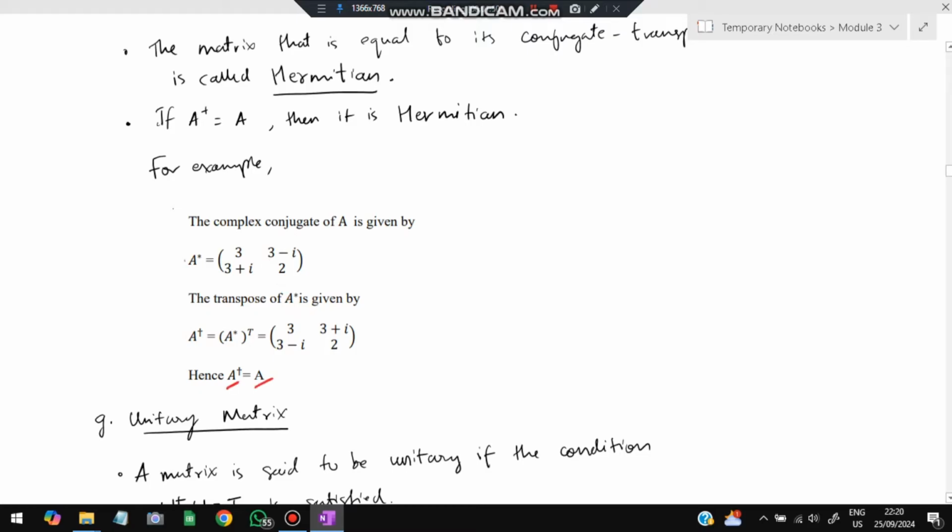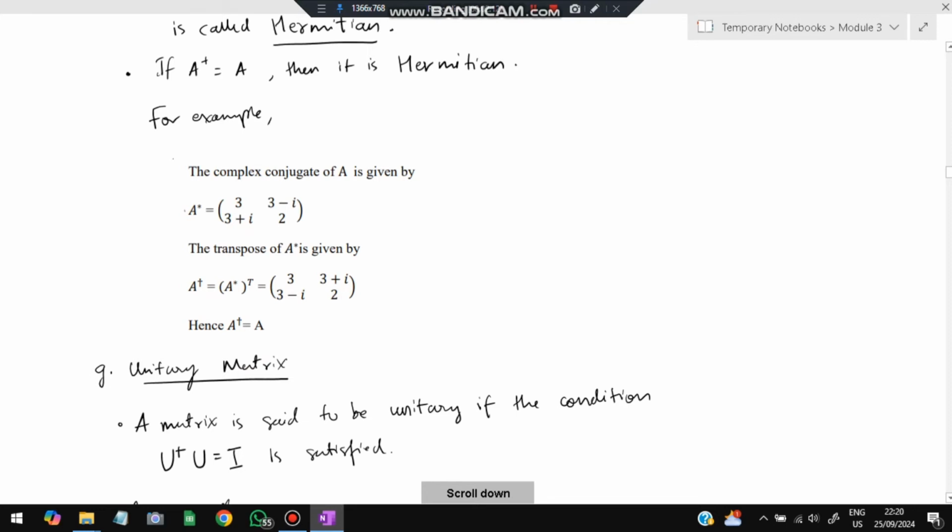Okay. So this is the A star. So what will be A? A will be equivalent to this one here. Okay. We just have to change the plus here, and this will be minus here. So this was A initially, and the transpose of A star will be this one, which is equivalent to A. Okay, so A plus is equal to A, that means it's a Hermitian matrix.